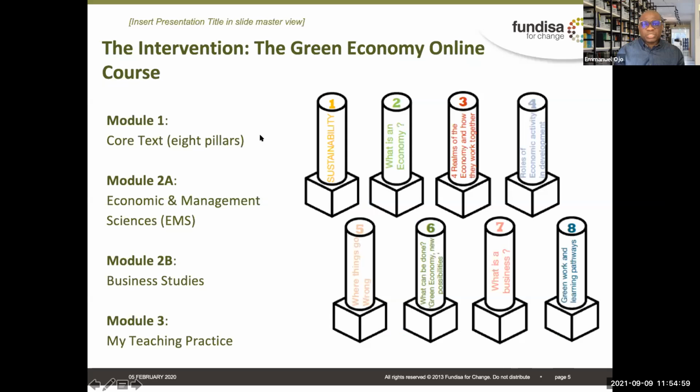When we started the project, the first thing we did was to go online to develop 4 modules. And the 4 modules are module 1, 2A, 2B, and then 3.